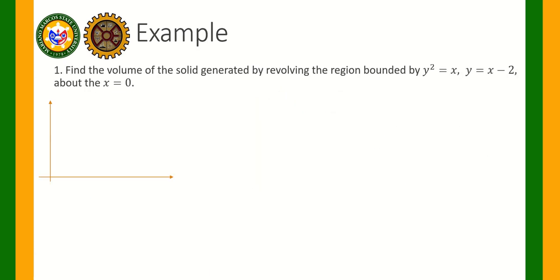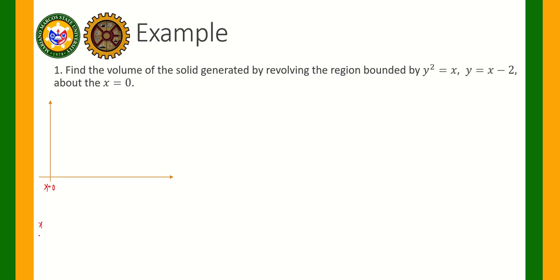So let's try an example. Okay, so find the volume of the solid generated by revolving the region bounded by y squared equal to x, y is equal to x minus 2, and about the x equal to 0. So nasaan yung x equal to 0 natin? So this one. Yung x equal to 0 natin is eto, si y-axis mismo. And then y equal to x minus 2. So let's try to graph that one.